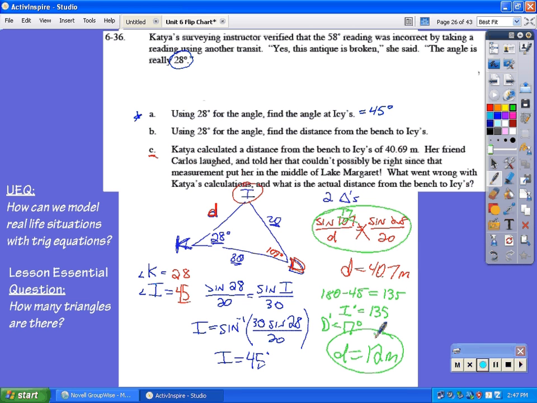Again, because there are two triangles when you have angle-side-side. Or could be two triangles. Next example, 6-37.